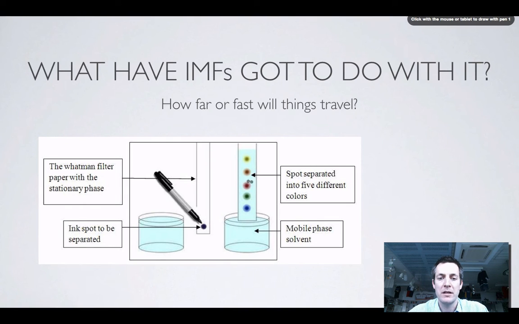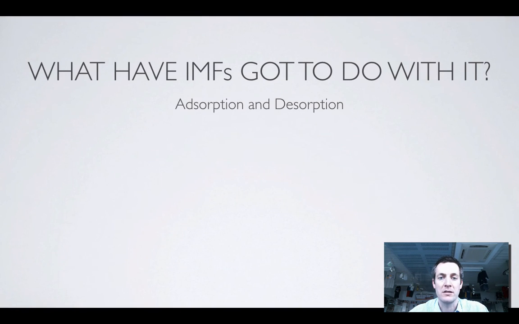Because the more time they spend attached to the stationary phase, the less they're going to move, and the more time they spend attached to the mobile phase, the more they're going to move. Okay, so if we can consider what kind of intermolecular forces will form between one of the parts of our mixture and the solvent, or one of the parts of the mixture and our stationary phase, then we can get some idea of whether we think it's going to be good at dissolving in the mobile phase or sticking to the stationary phase. And there's some key terms we use for those things, so the dissolving and the sticking, and they are adsorption and desorption.